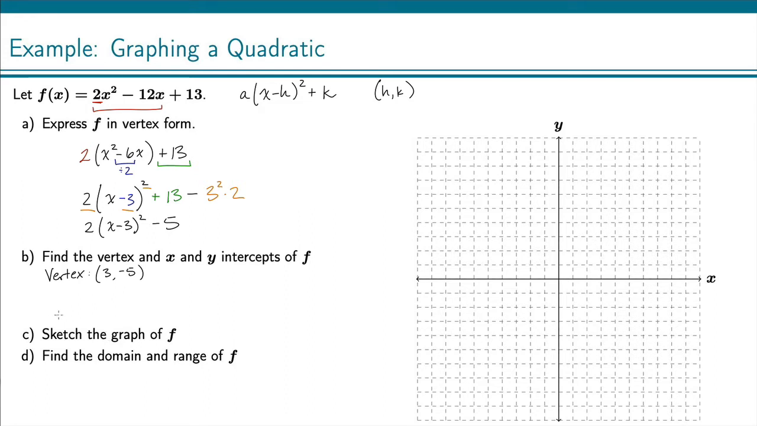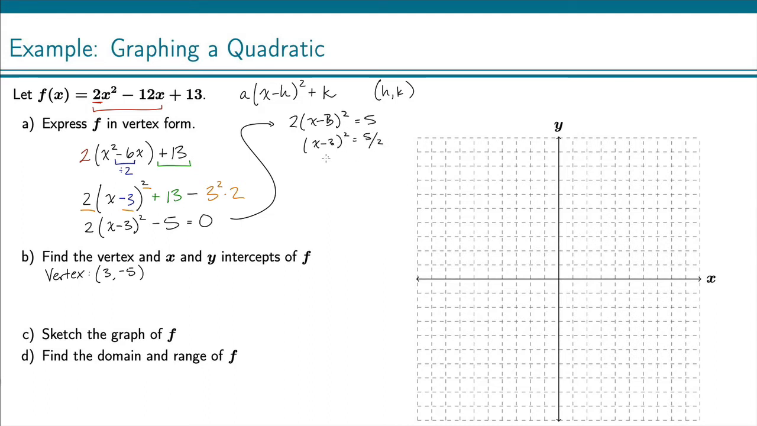For the x and y-intercepts, we'll start with our x-intercept. We can get the x-intercept from this vertex form by simply setting it equal to 0. And so let me go ahead and do that right here. We add 5 to both sides, and we have 2 times x minus 3 squared equals 5. And then divide by 2, and we have x minus 3 squared equals 5 halves.